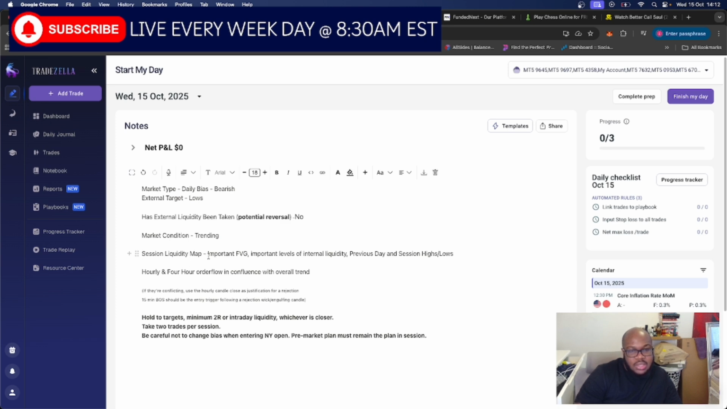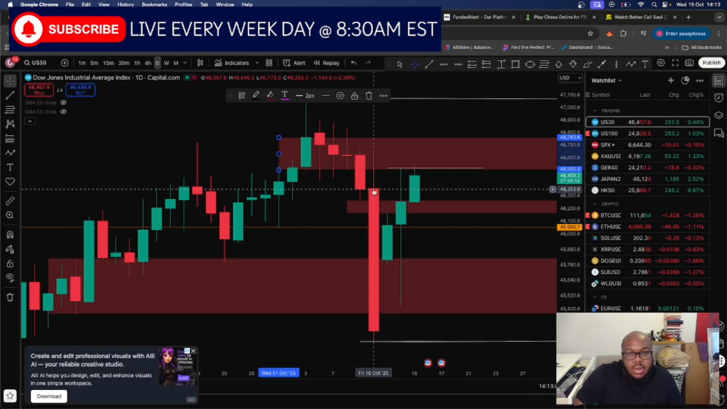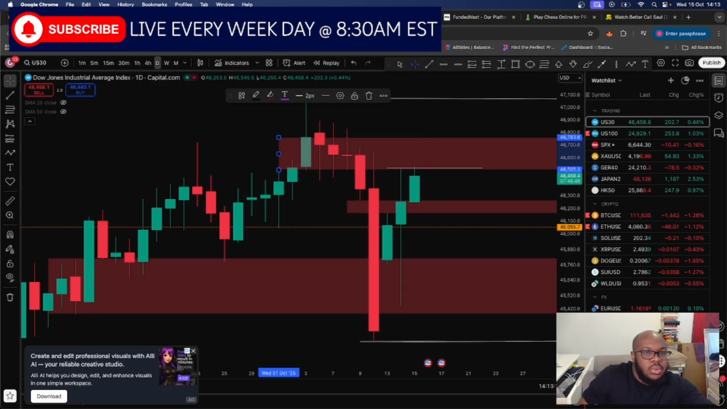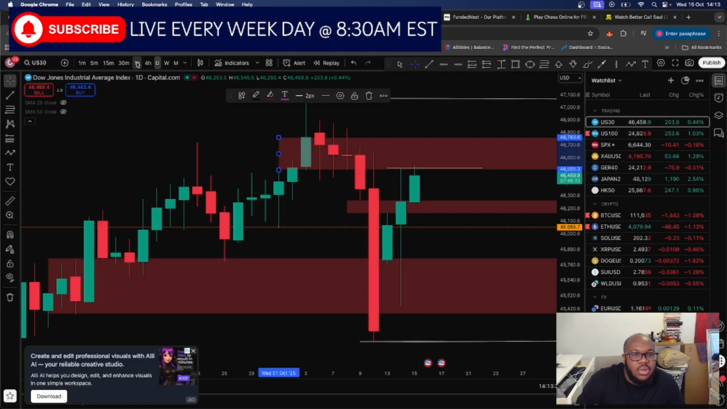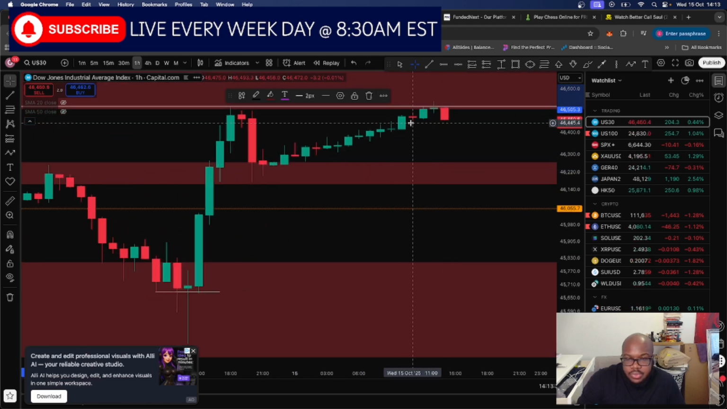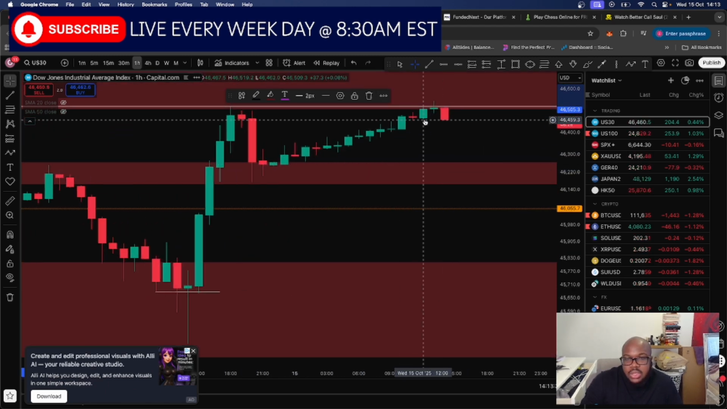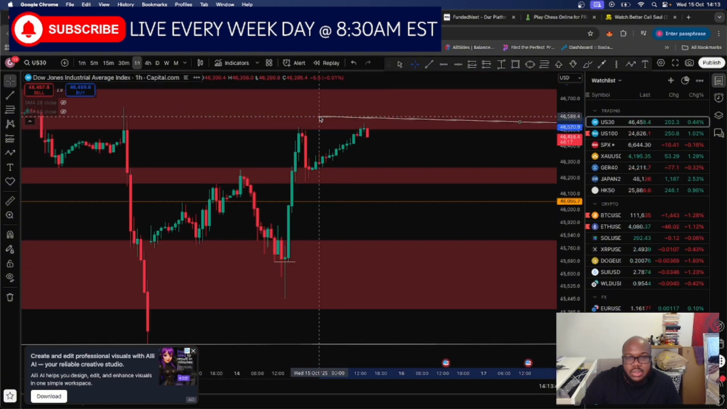We now need to identify important levels of liquidity on the chart. Daily order block. We also have our previous day's highs, which is right up here. So we'll add that, and let's also try and figure out where our previous session highs are. If we take a look, London session high was right on this candle. So we had a sweep of London session highs already, which is right here.